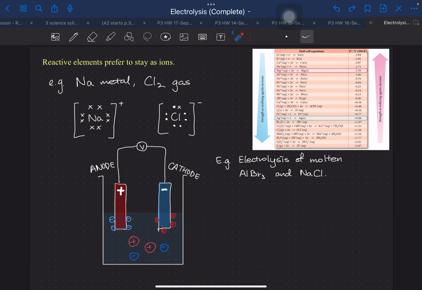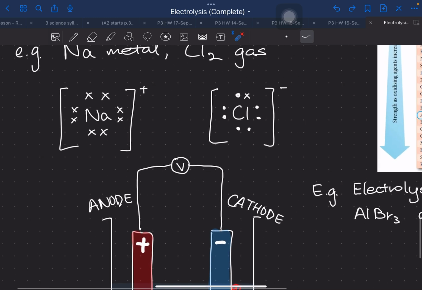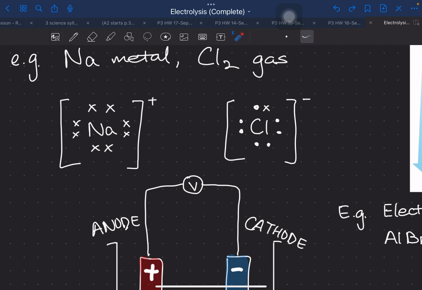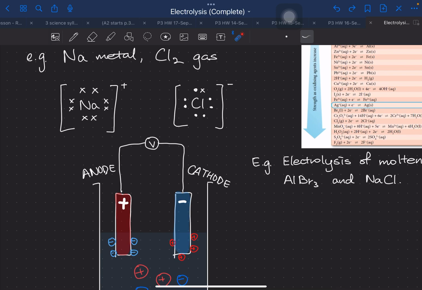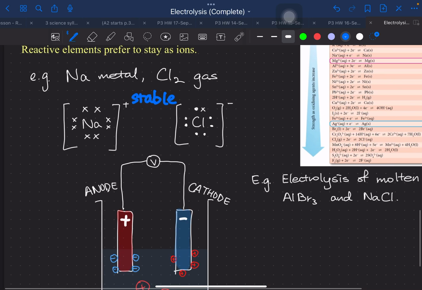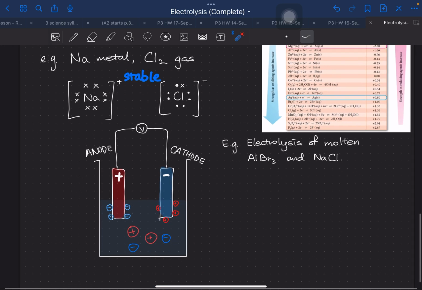Well, if you look at two reactive elements, one is a sodium metal, one is a chlorine non-metal. They are both reactive elements. And you see, I've drawn them in their respective ion forms. If you just think about how these two elements either need one electron or want to lose an electron to get to the octet form, therefore, as they become ions, they are more stable this way than when they are in their own metal form or gas form. So this is why they prefer to stay as ions. I hope I explained this clearly.